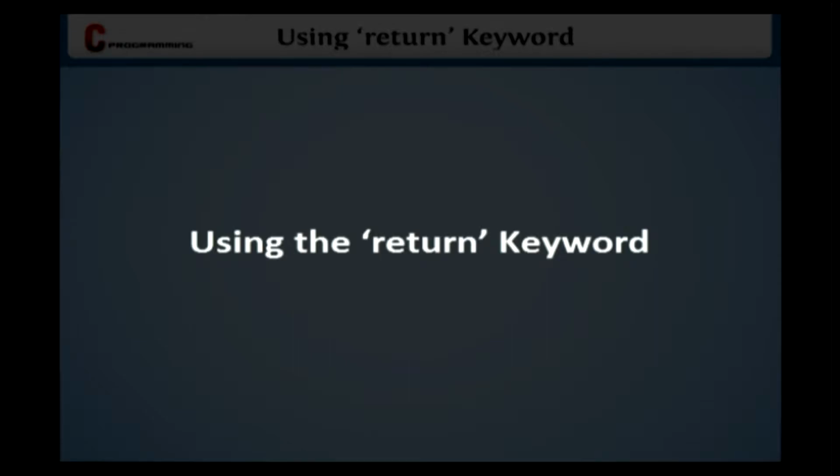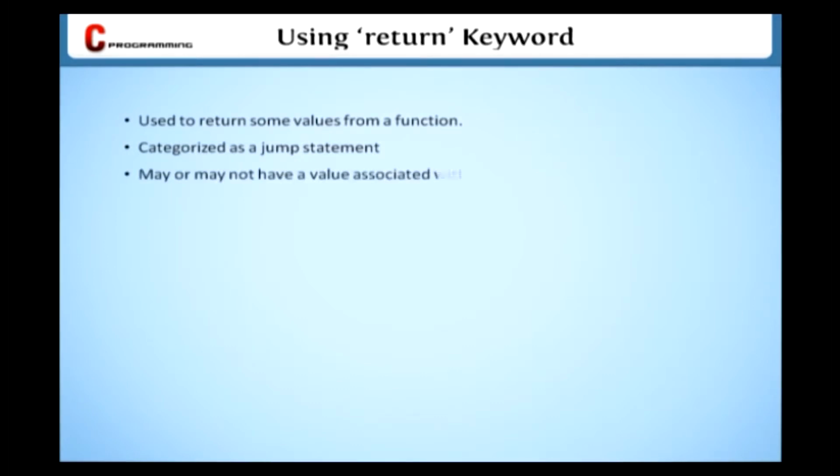Using the return keyword. The return statement is used to return some values from a function. It is categorized as a jump statement because it causes execution to return or jump back to the point at which the call to the function was made. Return may or may not have a value associated with it.